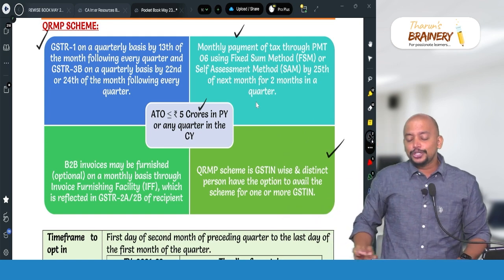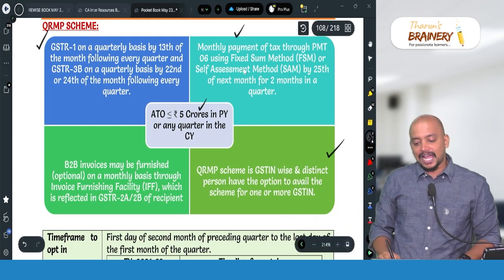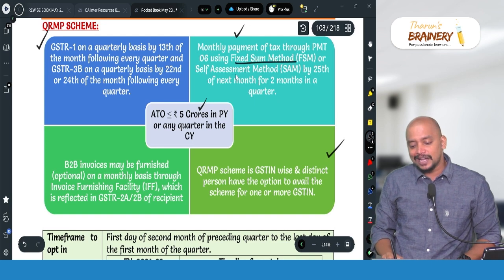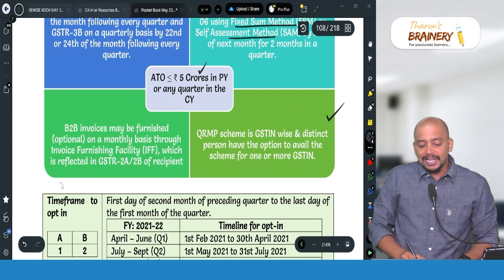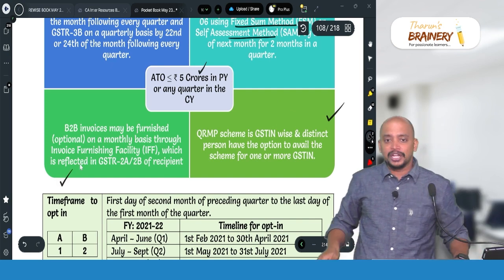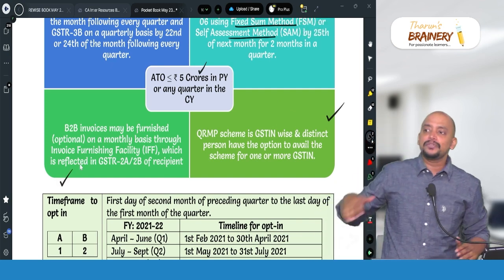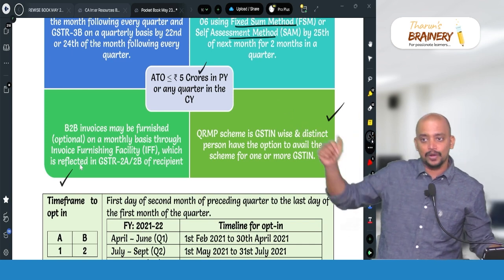And what are the two methods of making payment of tax? They have the fixed sum method and the self-assessment method. And whenever they are filing GSTR1 and 3B on a quarterly basis, it means the recipient will be able to take ITC also only on a quarterly basis.